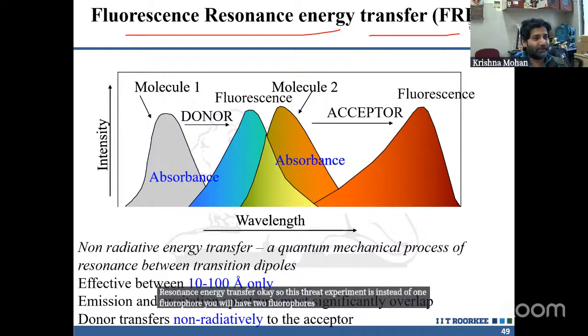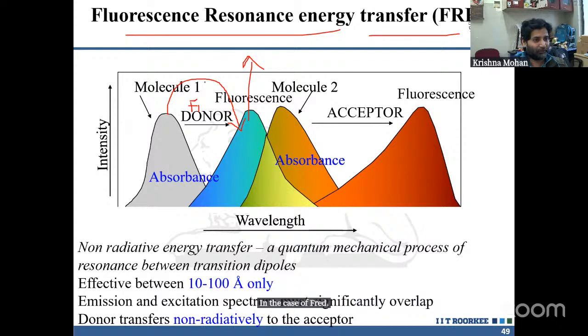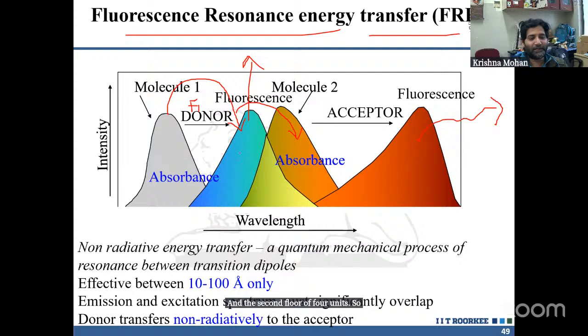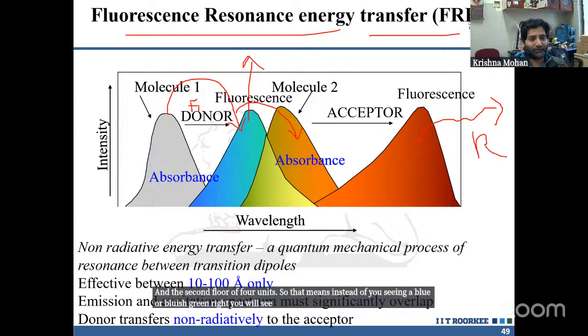So essentially what happens is, when you excite fluorophore 1, here it absorbs and here it emits. In the case of FRET, it absorbs, it doesn't emit here. It transfers the energy to the second fluorophore and the second fluorophore emits. So that means instead of seeing a blue or bluish green light, you will see a red light. So this is called the FRET phenomenon.